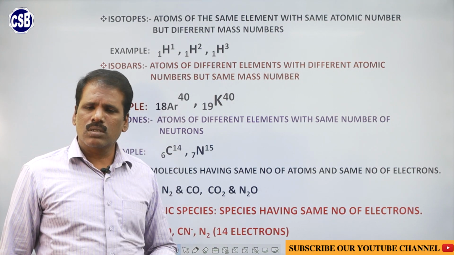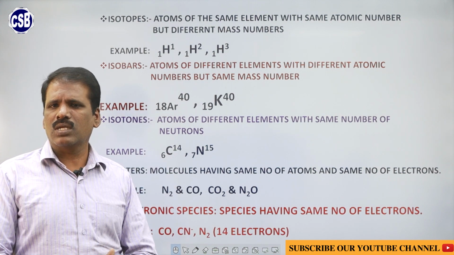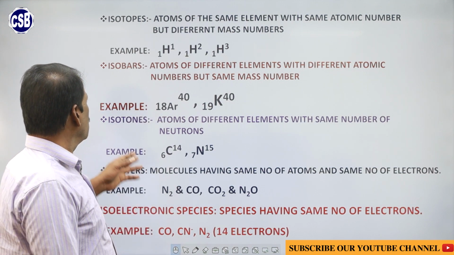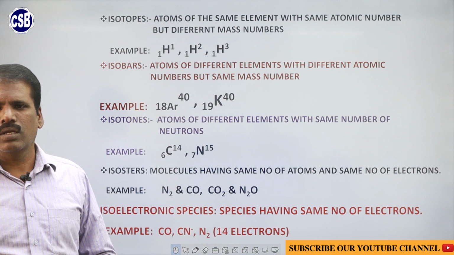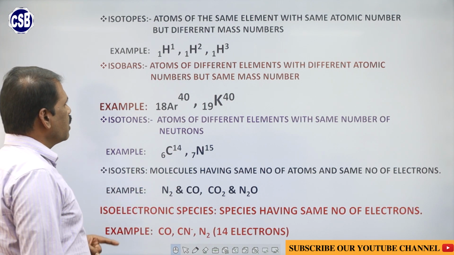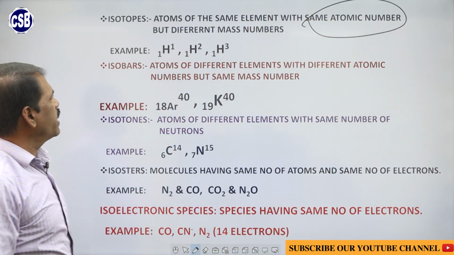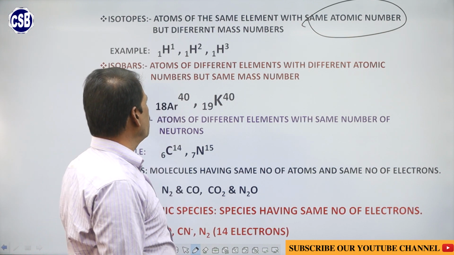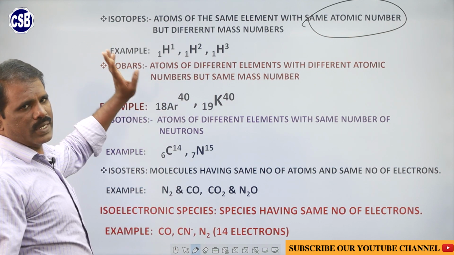Now some more concepts like isotopes, isobars, isotones. So these are all based on the number of protons and number of neutrons and number of electrons. Okay, first of all, what are isotopes? Iso means same. So here any of the quantity will be same. If the atomic number is same, then that is known as isotope. Atoms of the same element having same atomic number are known as isotopes. Here the mass number will vary.